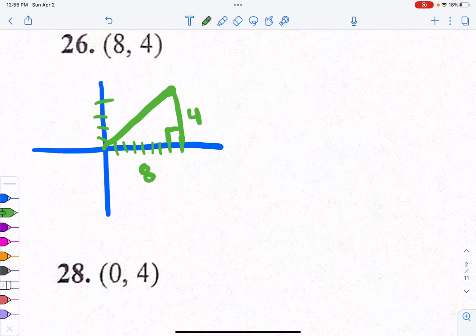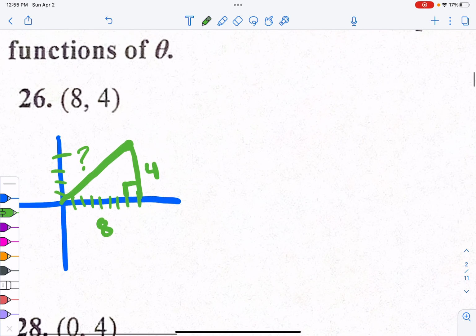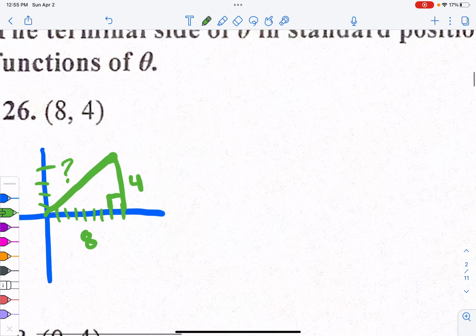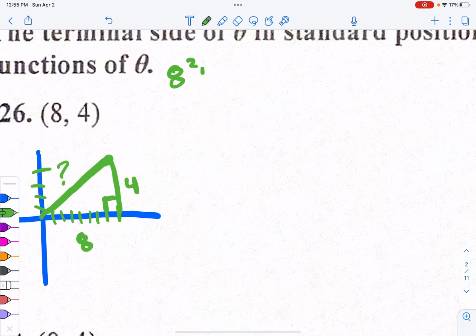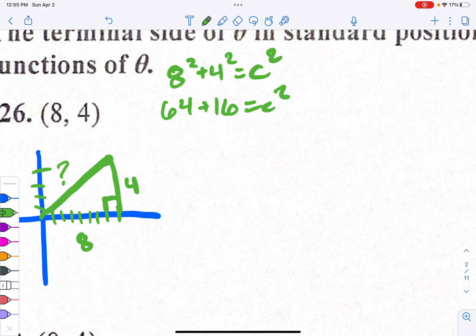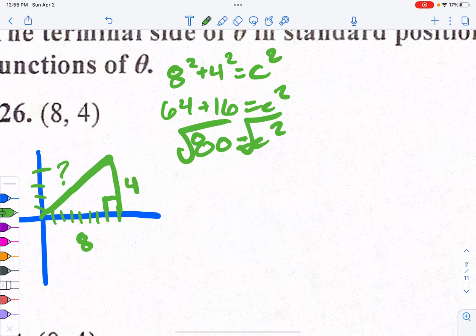Then what I want to do is find what this third side is using the Pythagorean theorem. This is kind of a lot of work for some of these. All right, so 8 squared plus 4 squared equals c squared. This is 64 plus 16. And if I add those together, that is 80 equals c squared. And what I'm going to do is just leave it as the square root of 80. We could break it down further than that, but we're just going to do that, okay?